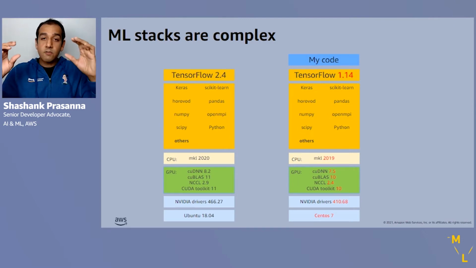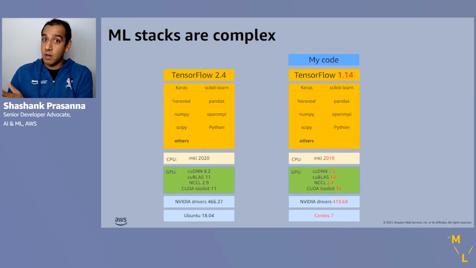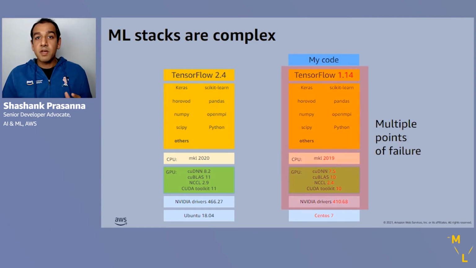There are framework versions that can be different. There are framework dependencies that can be different. There are CPU libraries that can be different. There are GPU libraries that can be different. All the way to the operating system could be very different from your development environment to your deployment or a collaborator's environment. So what ends up happening is you introduce these multiple points of failure.